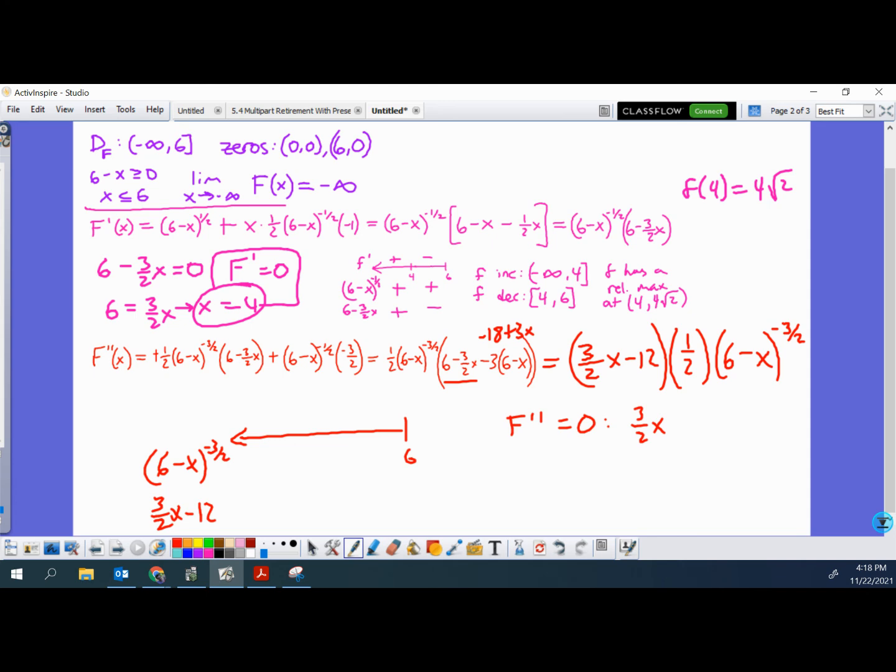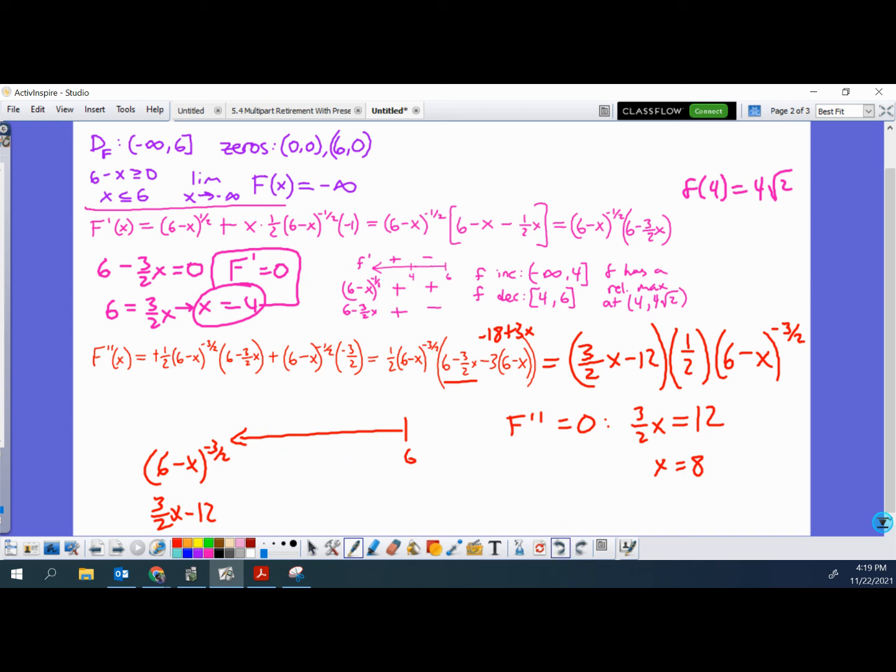So 3/2 x minus 12 equals 0. 3/2 x equals 12. Multiply both sides by 2/3. X equals 8. Okay, now think about that for a second. X equals 8 is outside of the domain of the function. So the only place where this thing can possibly change signs, this value right here, is outside of the domain, right? Because it would create a negative inside of a square root. And so that means the second derivative does not change signs. That means we don't have any key numbers here.